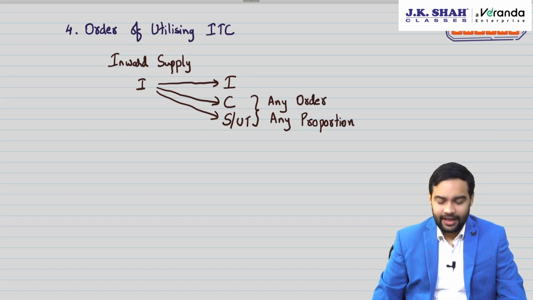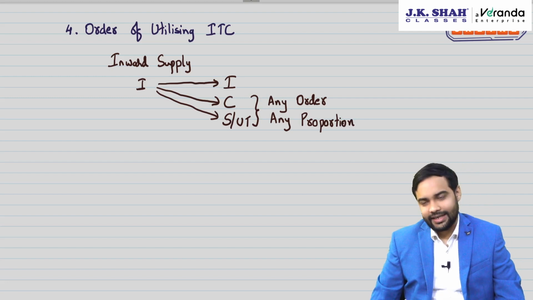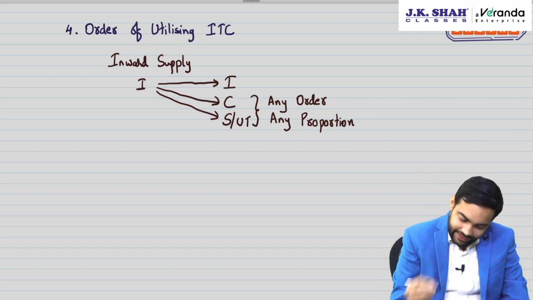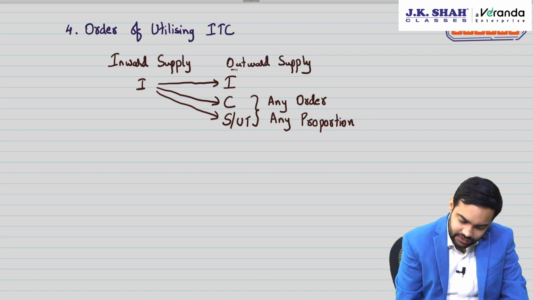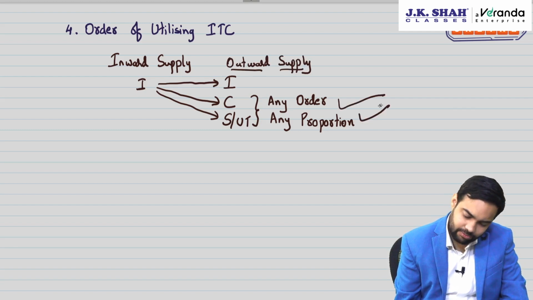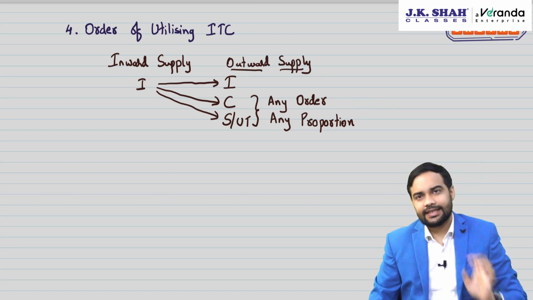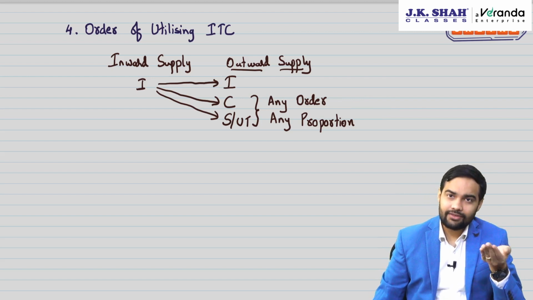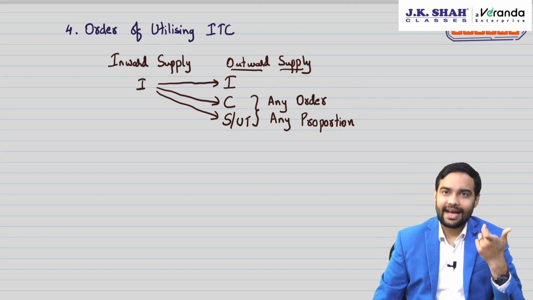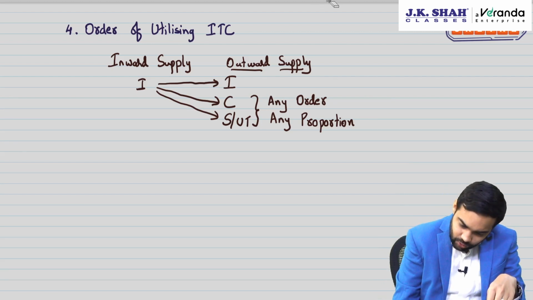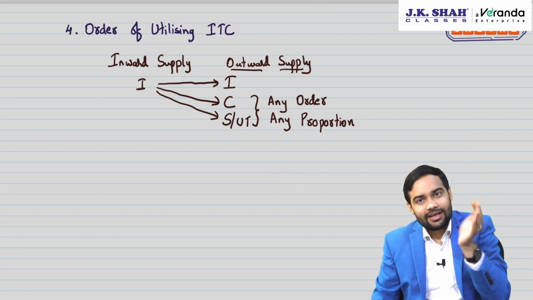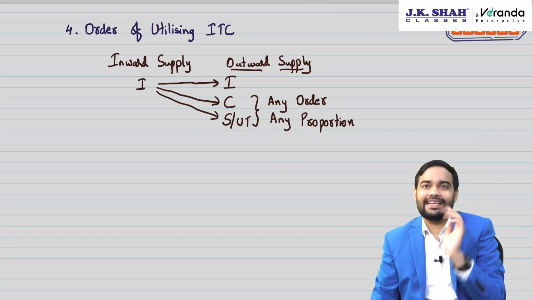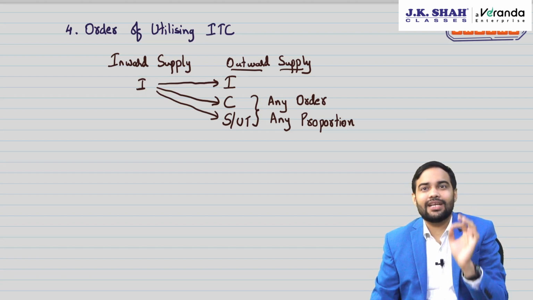Now, remember one very important aspect out of this. Whenever the ITC of C plus S is equal, then you can use it in any order, any proportion, half-half. You will get the correct answer. But whenever you have more of one ITC, if you have more of CGST, then use I with I, then use I with S, so that you can get minimum tax payable.